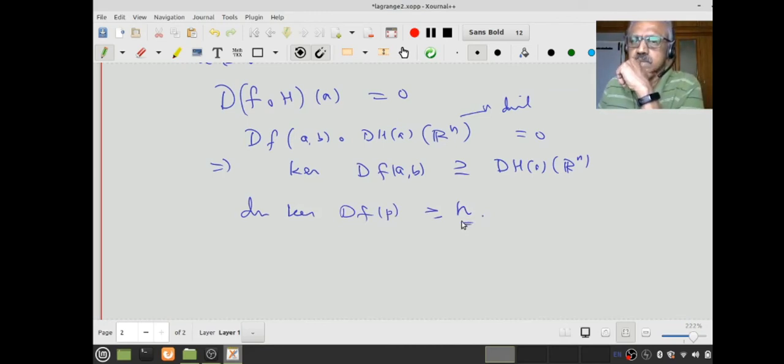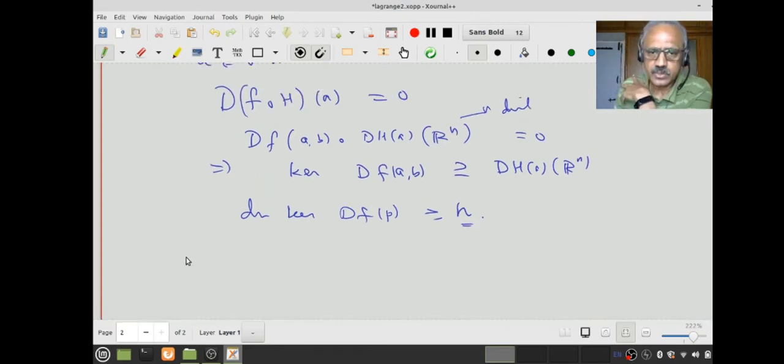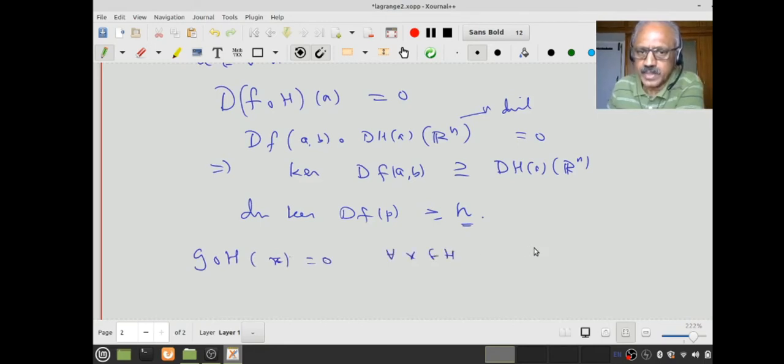Do all of you understand? Keep that in mind. Now let's look at g composite h. This we had already seen many times in the last lecture. It is identically 0: g∘h(x) is 0 for every x in H. Why? That will be g of (x, h(x)), and where does it lie? It lies in the zero set of g. Therefore, since g is 0 there, it's identically 0.